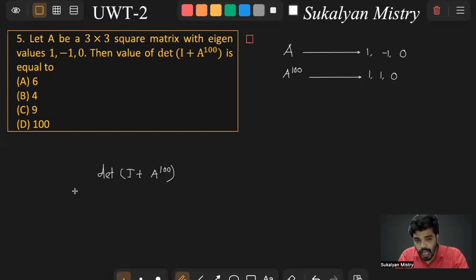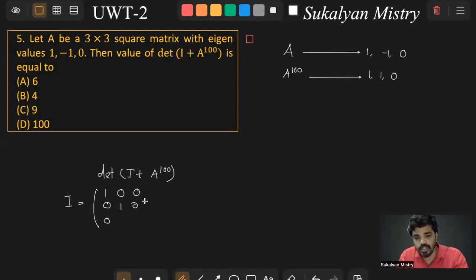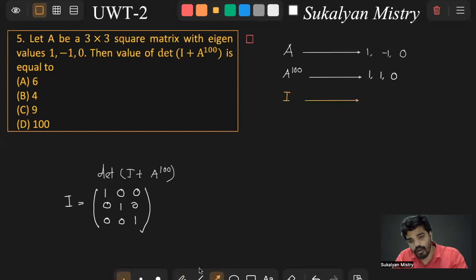Now I means identity matrix. Here A is a 3 cross 3 matrix, so we have to consider an identity matrix of order 3. So the identity matrix of order 3 is 1, 0, 0, 0, 1, 0, 0, 0, 1. So what are the eigenvalues of identity matrix? That is the diagonal elements. It is a diagonal matrix. So the eigenvalues of an identity matrix are 1, 1, 1. Okay, clear? So the eigenvalues of I are 1, 1, 1.